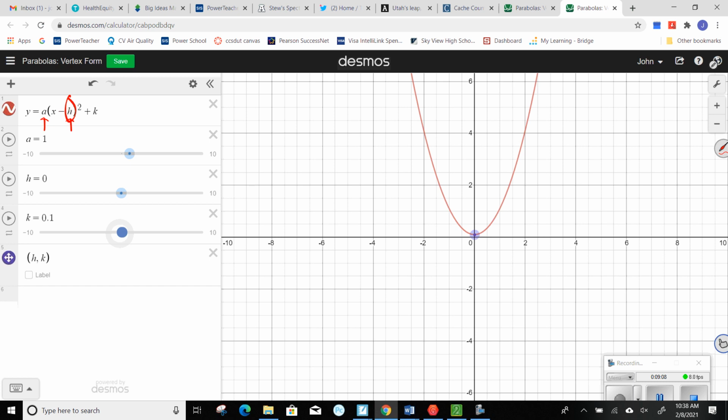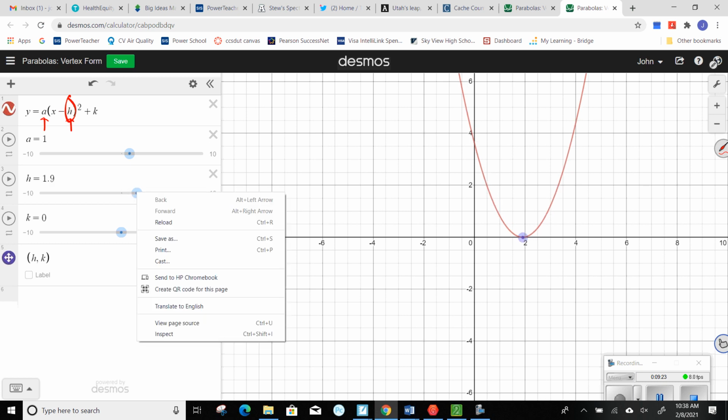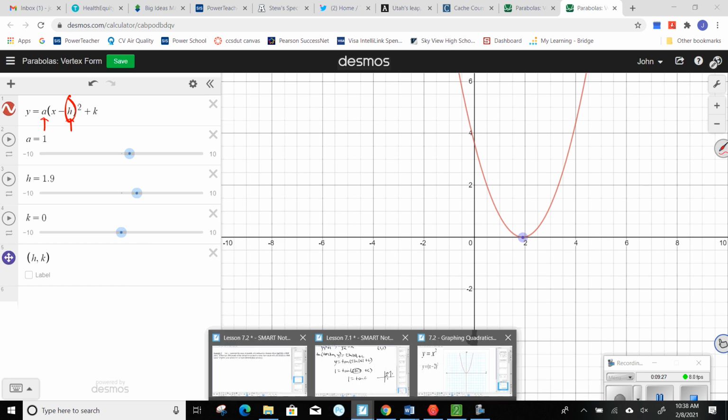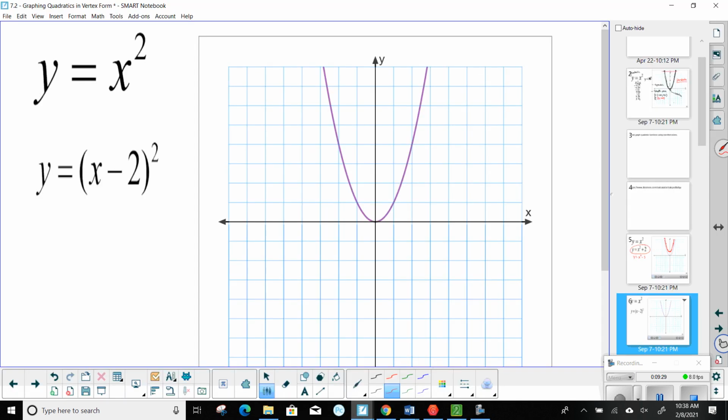Now this is a little tricky with h because the formula already has the minus in there. So watch what happens. I want to go over to where h is 2 to get x minus 2. So you'll see what happens to the graph there. When it was x minus 2, it's just shifted to the right 2. So let's go back again to our graph right here, and let's draw what it looks like.